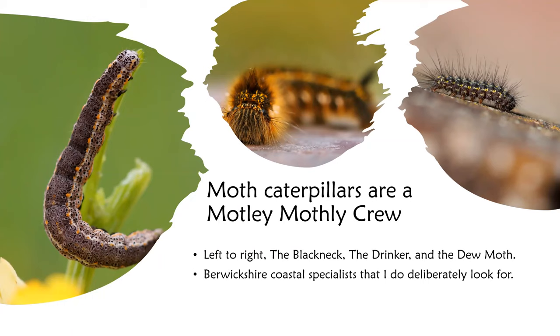Each year I look for these three species in particular along the Berwickshire coast. They're all common species at very, very local level. The blackneck and the dew moth are exceptionally scarce beyond a few miles of Berwickshire coastline. Blackneck grazes wood vetch, the drinker coastal grasslands, and the dew moth prefers crusty lichen plastered to the sea-sprayed boulders.